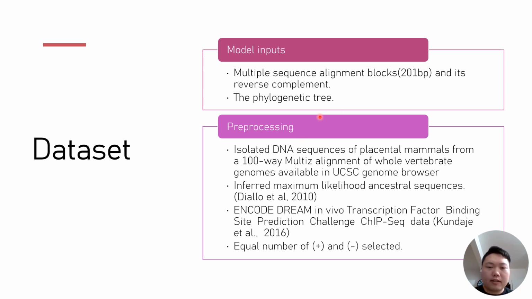The exact pre-processing step includes isolating DNA sequences of placental mammals from a 100-way multiz alignment of whole vertebrate genome. We then infer maximum likelihood ancestral sequences using the Ancestor 1.0 program. The labels are obtained from the ENCODE-DREAM in vivo transcription factor binding site prediction challenge ChIP-seq data, and we are sampling an equal number of positive and negative samples.